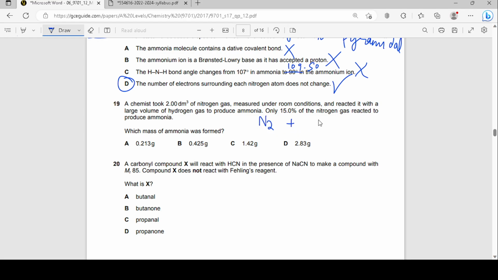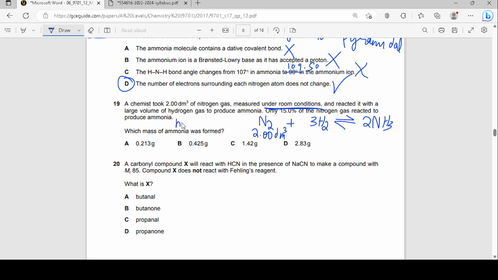Okay, so let's write down the equation first. So N2 plus 3H2 gives you 2NH3. Actually, I should put that double-headed arrow, like that, so it's an equilibrium. Okay, so we have 2.00 cubic decimeters of nitrogen gas, right? So how many moles of nitrogen gas do I have? So it's under room conditions, right? So let me say n equals V over 24.